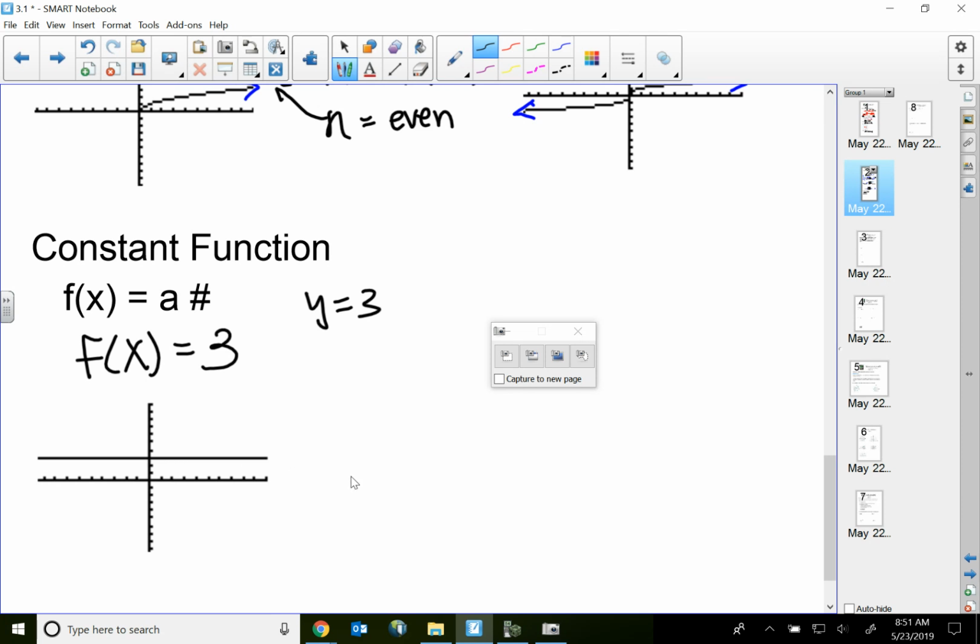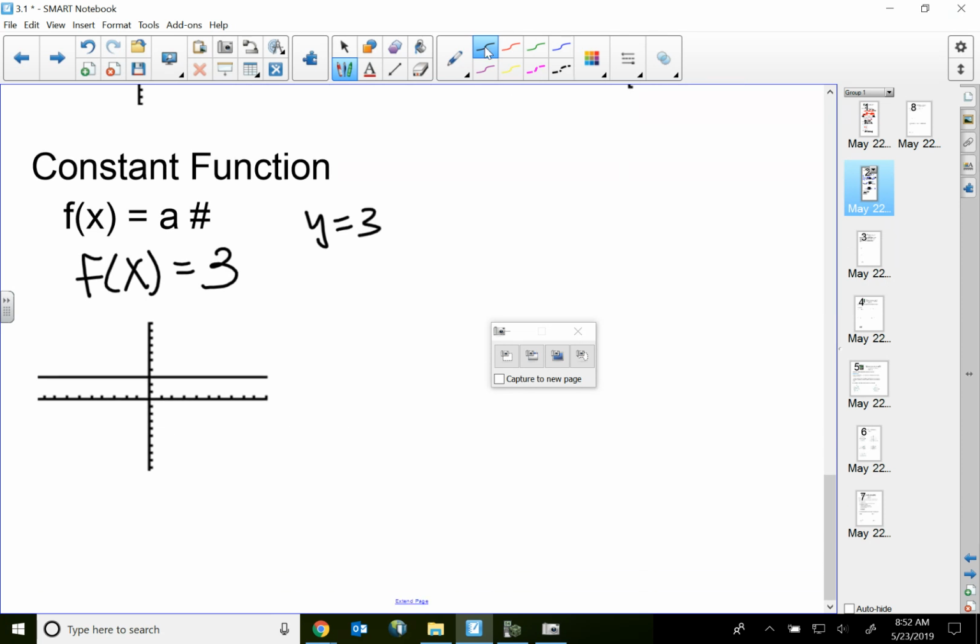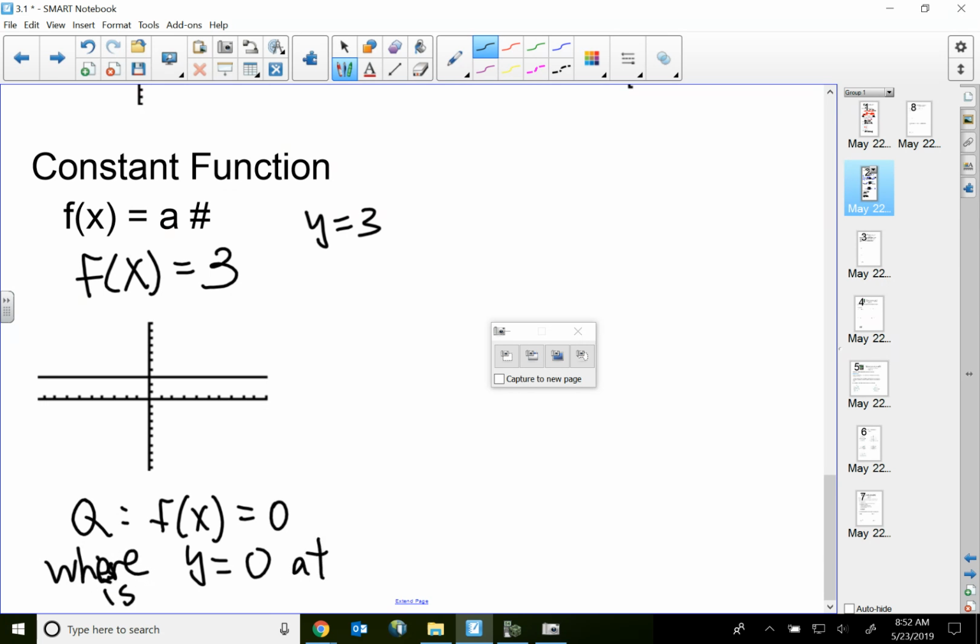The x value changes. So let me ask you a good question, and I always ask students this question. If y equal to 3 is this horizontal line, then where is y equal to 0? Where is y equal to 0 on the graph? Okay, I want you to think about this.